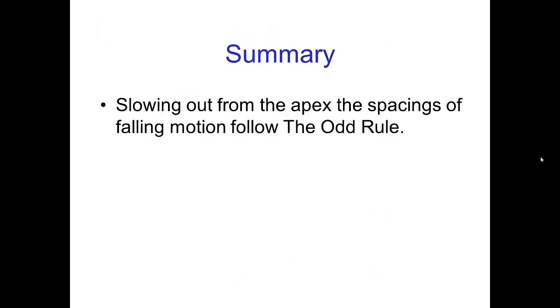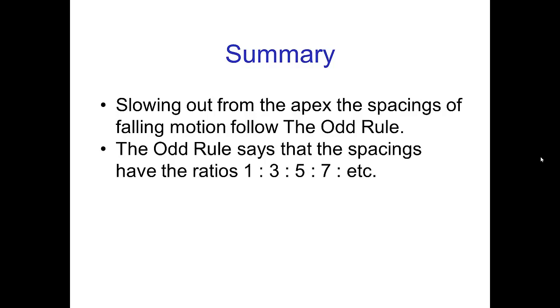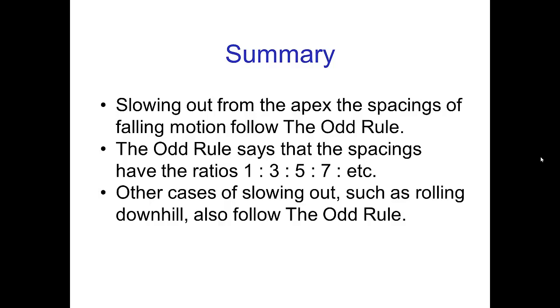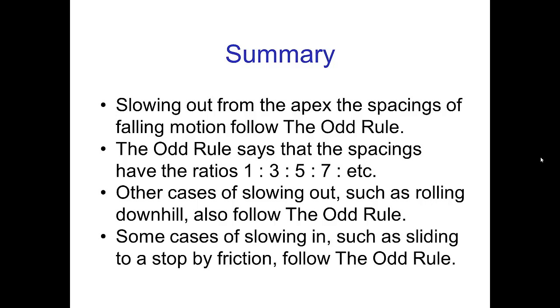In summary, slowing out from the apex, the spacings of falling motion follow the odd rule. The odd rule is that the spacings have the ratio 1 to 3 to 5 to 7, etc. Other cases of slowing out, such as rolling downhill, also follow the odd rule. Some cases of slowing in, such as sliding to a stop by friction, follow the odd rule as well.